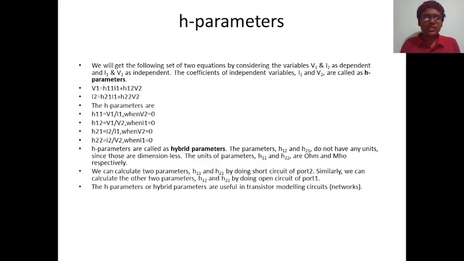H parameters. We'll get the following set of two equations by considering the variables v1 and I2 as dependent and I1 and v2 as independent. The quotients of independent variables I1 and v2 are called H parameters.